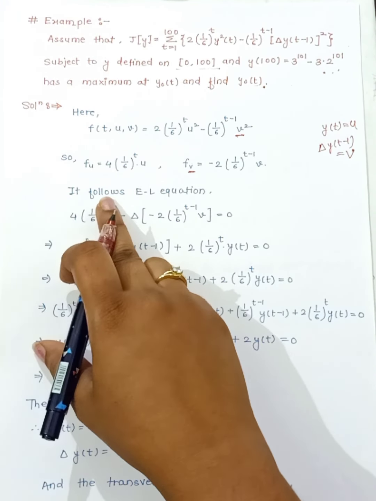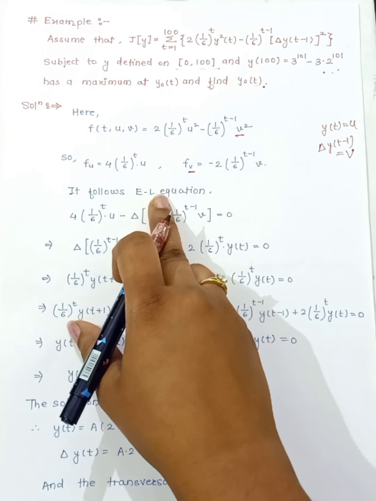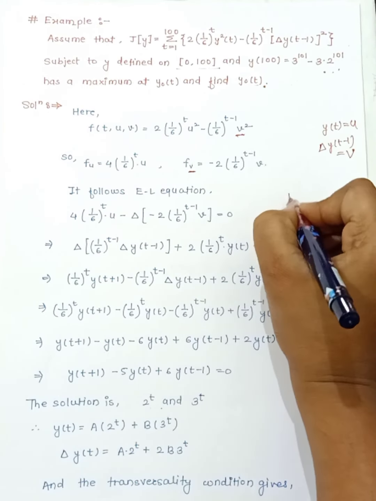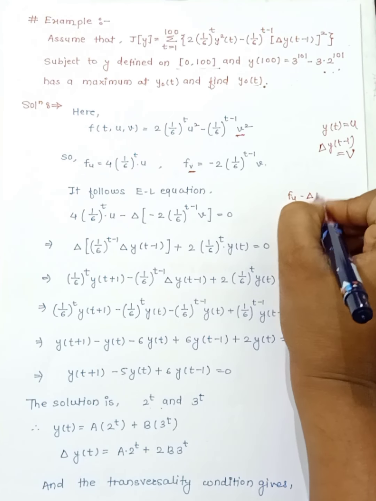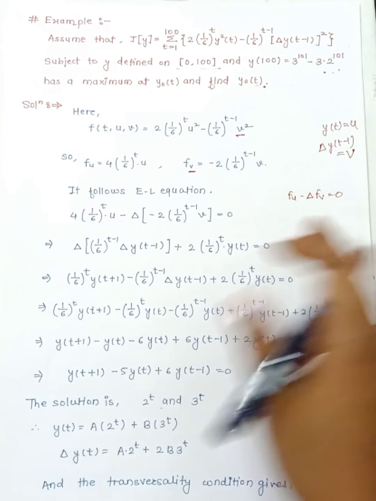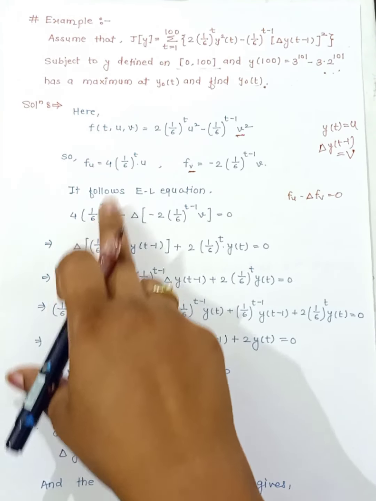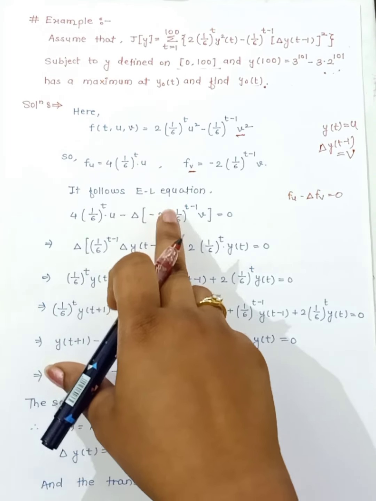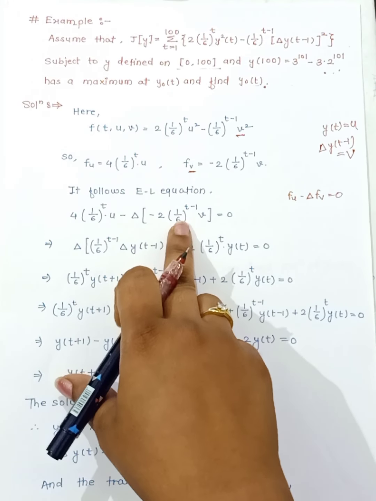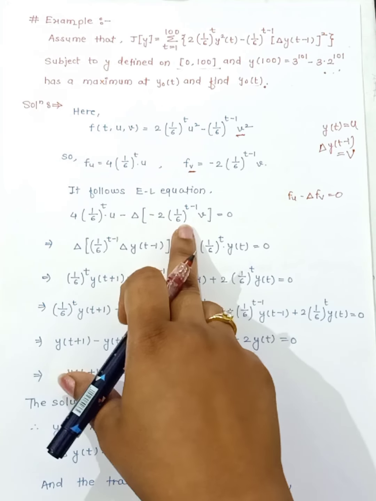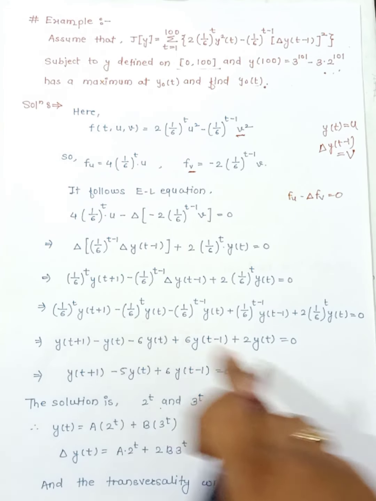Now it follows the EL equation. What is the EL equation? It is f_u minus delta f_v equals 0. So f_u is this and f_v is this. So we have kept the values. Now we will solve further.